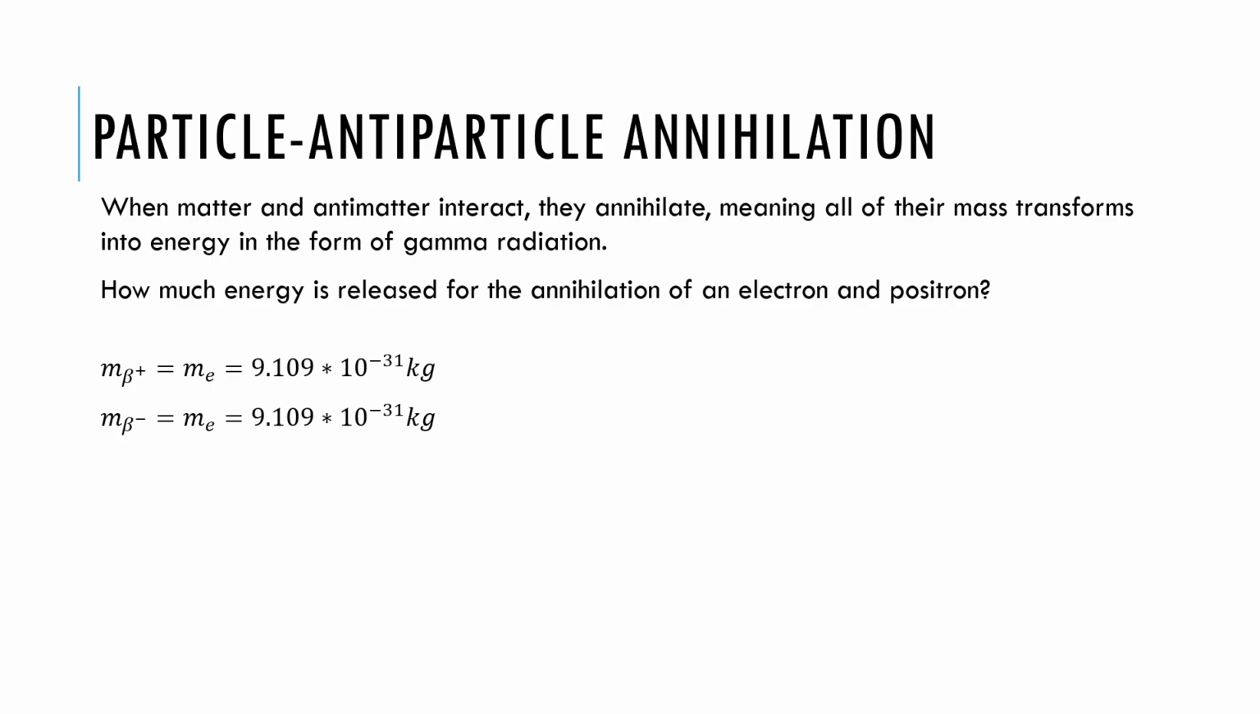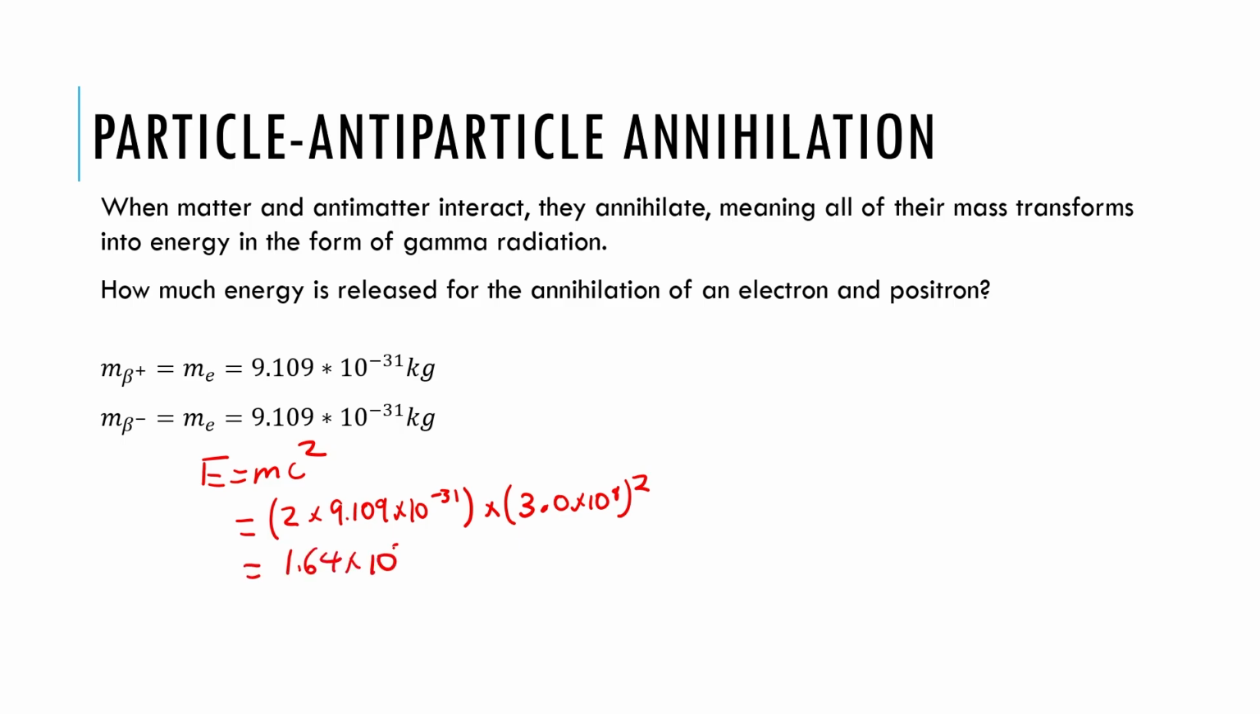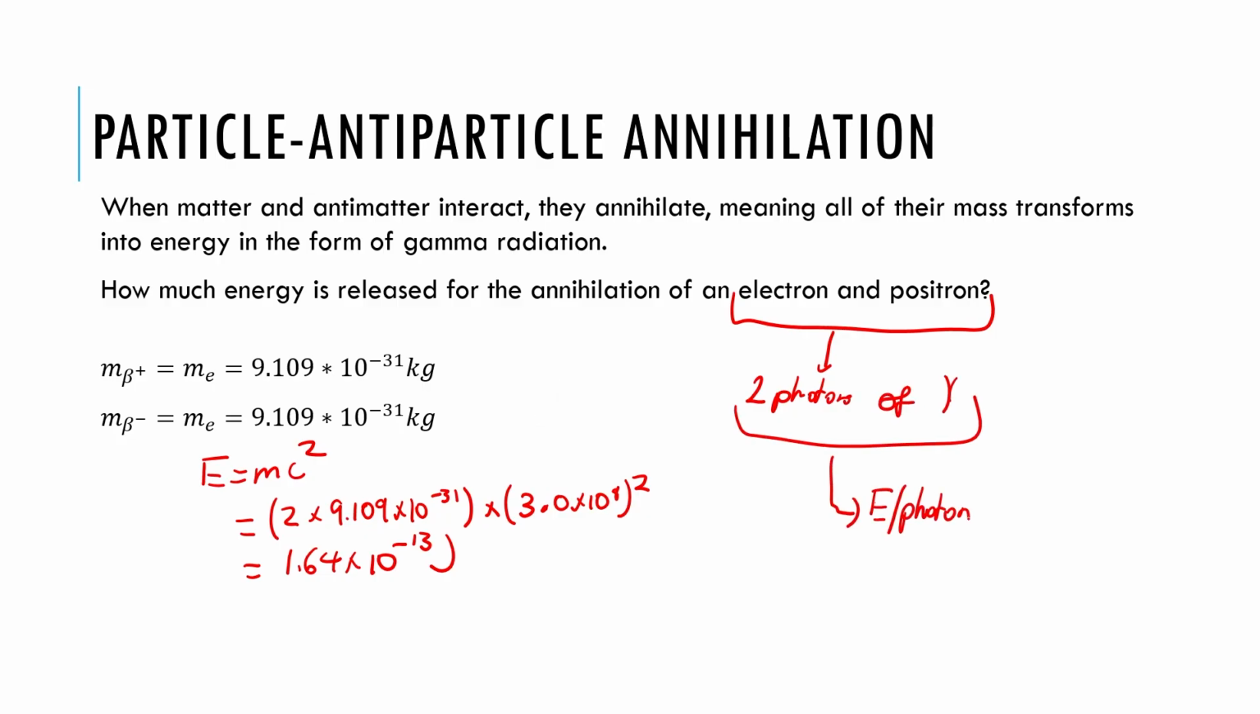So as a quick practice, if we were to ask how much energy is released for the annihilation of an electron and a positron, that can be done by figuring out how much mass is annihilating and transforming and doing our conversion from there. This comes to be 1.64 times 10 to the negative 13 joules. However, in this particular scenario, there are 2 photons which are emitted. If we wanted to calculate the value of energy per photon, we could just divide this value by 2. And this gives us 8.19 times 10 to the negative 14 joules.